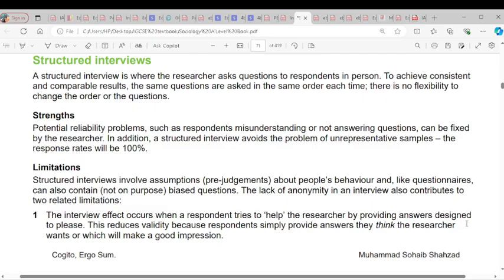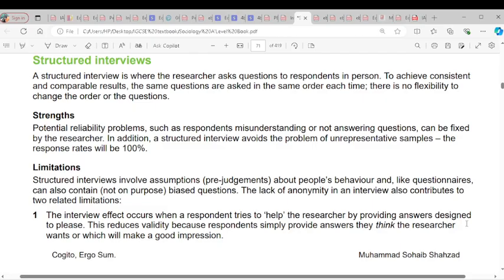So what are the strengths of structured interview? Number one, potential reliability problems, such as respondent misunderstanding or not answering questions, can be fixed by the researcher. Because the researcher is present, whatever you don't understand about the question, or if the researcher finds out that you are misinterpreting the question, then he or she can put you through. So the problem of misunderstanding or not answering the question is gone because the researcher is already there to shed more light on it.